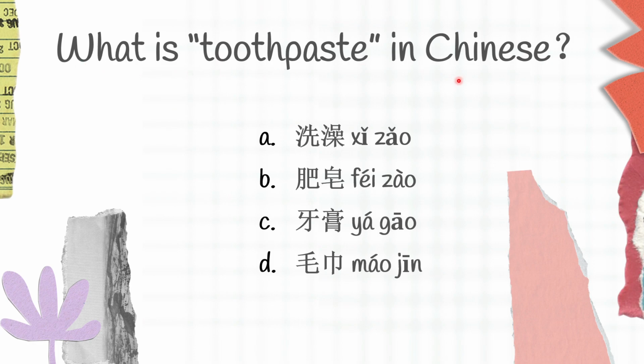Moving on to the next question. What is toothpaste in Chinese? We have A. 洗澡, B. 肥皂, C. 牙膏, D. 毛巾. So I will give you some time to think. 洗澡 is to take a shower. 肥皂 is shower gel. 牙膏 is toothpaste. And 毛巾 is towel. So the correct answer for this question is obviously C. 牙膏.